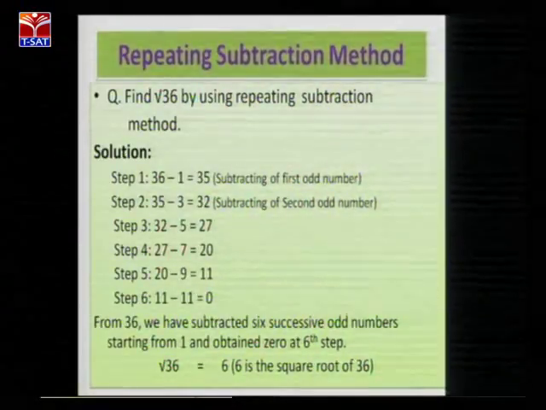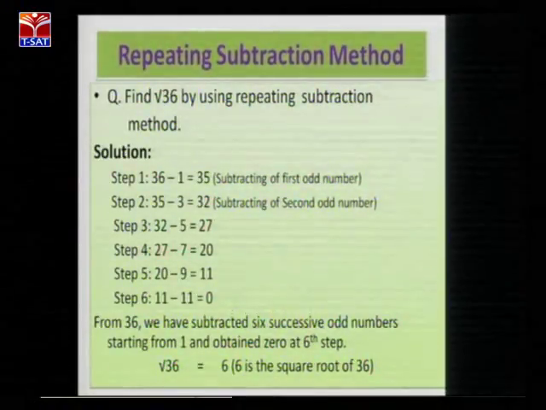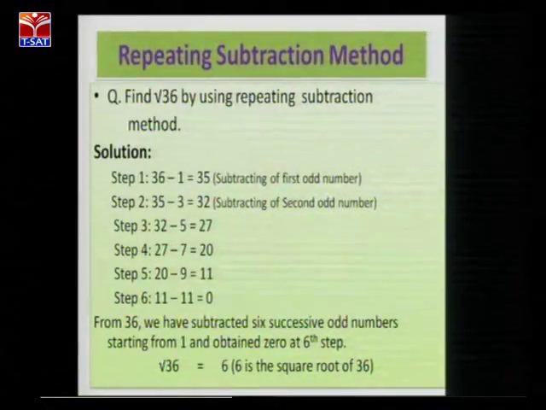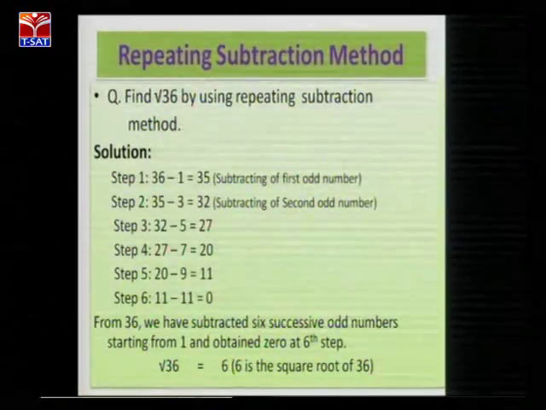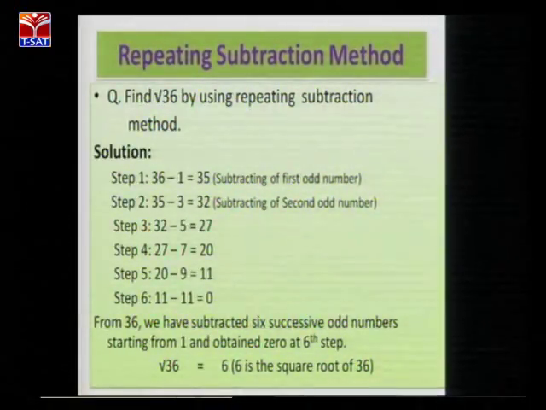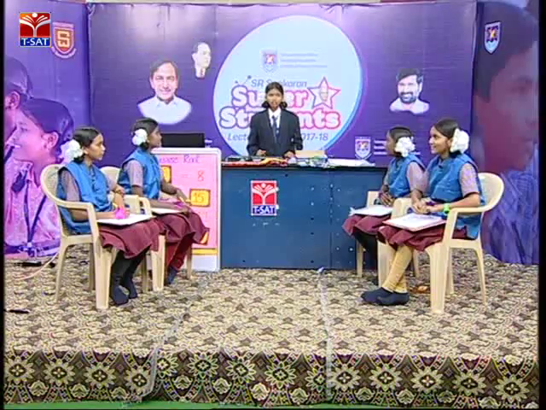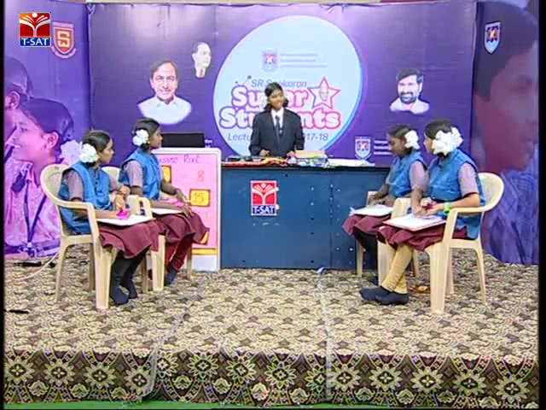Friends, good. From 36, we subtracted 6 successive odd numbers to get 0. At the sixth step, we get 0. So, the square root of 36 is equal to 6. Friends, have you clarified? Yes, friend. Ramya Swaro, can you give an example for this?